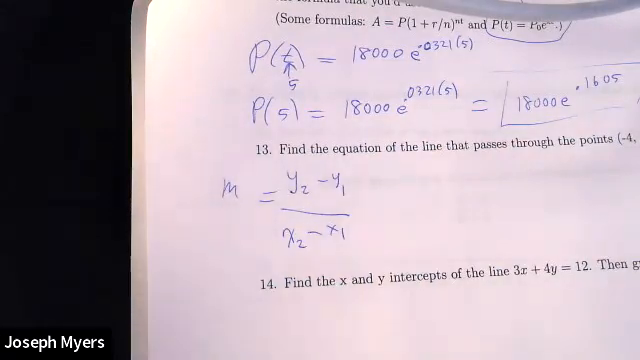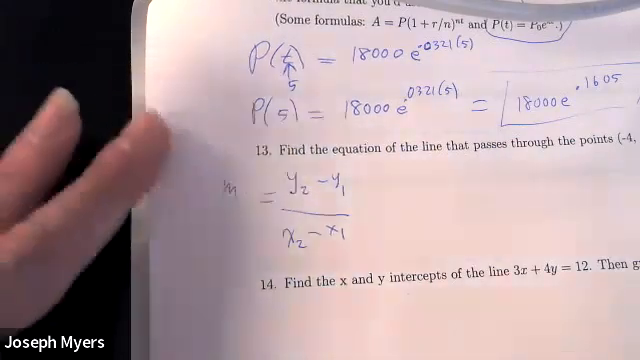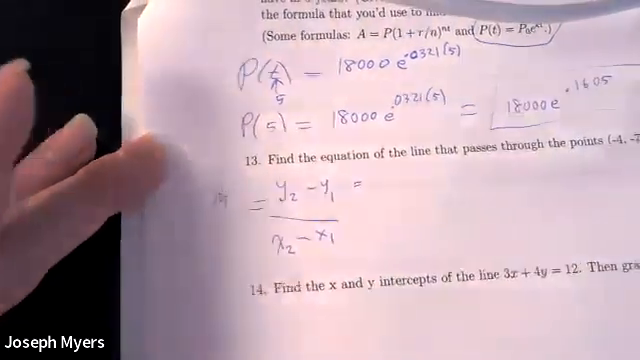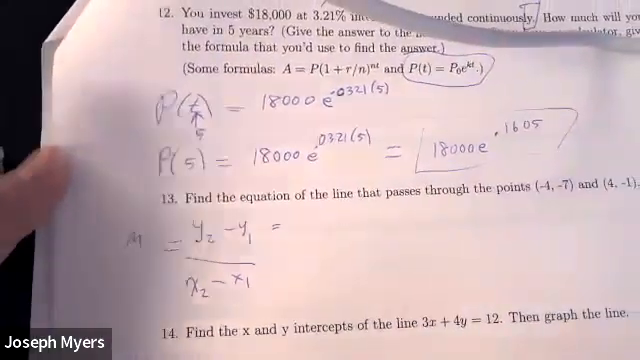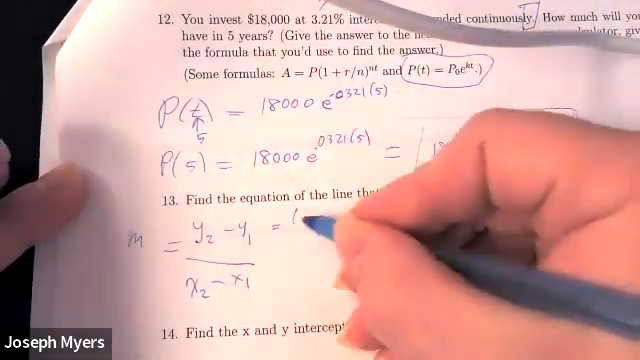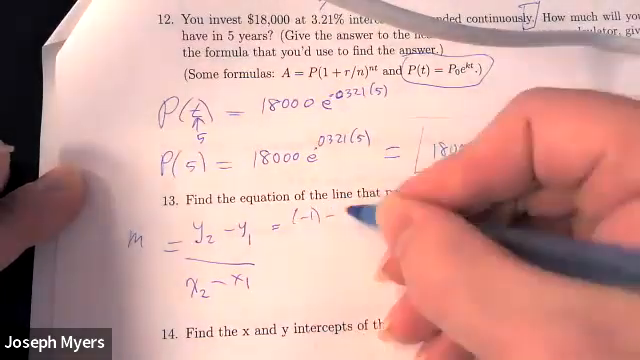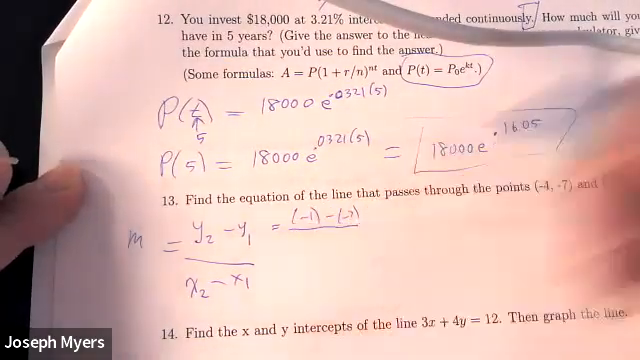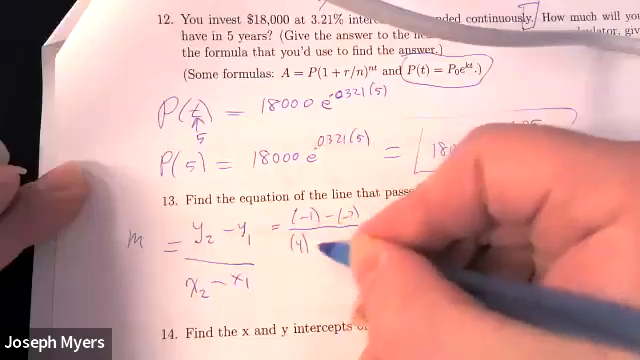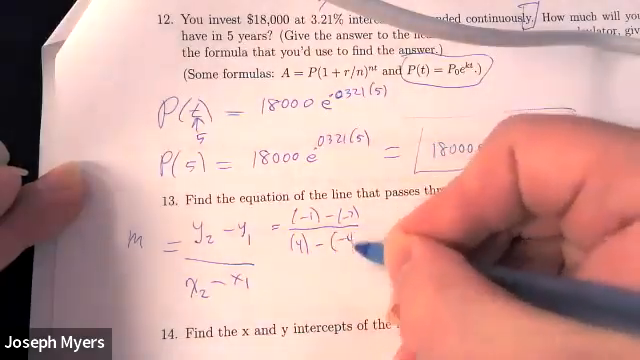And by the way, I'm writing way too big. I won't have enough room for the problem if I keep writing this big. So this is going to equal, let me shrink it down to be smaller. It'll be y2, which is -1, minus y1, which is -7, over x2, which is 4, minus x1, which is -4.